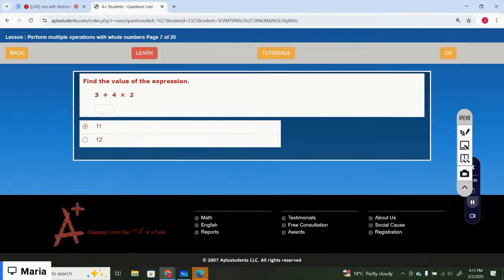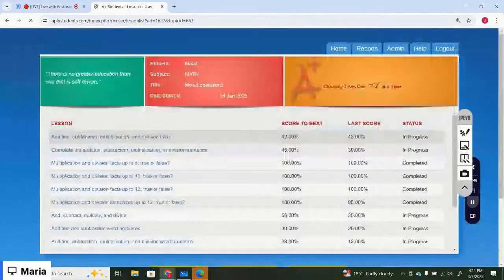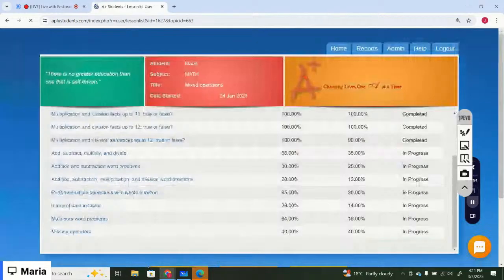Okay, you can complete the lesson by yourself today. Let me move on to the next lesson. The next lesson is interpret data in tables.